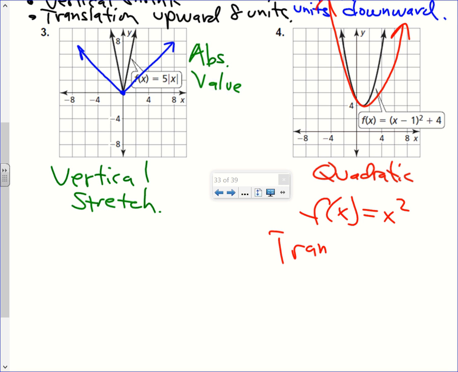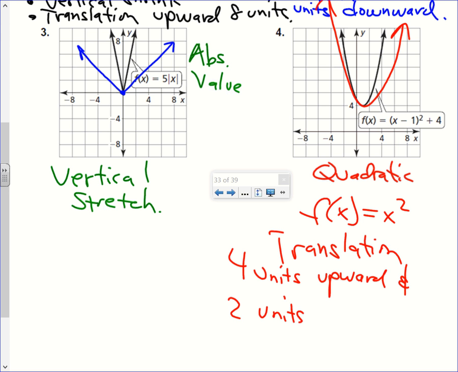Translation. Here we go. Write it down. 4 units upward and 1 unit to the right. Translation 4 units upward and 1 unit to the right. Yeah, here we go. Last 3. Questions so far?